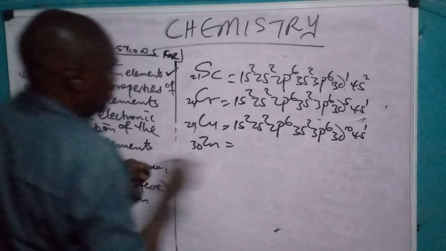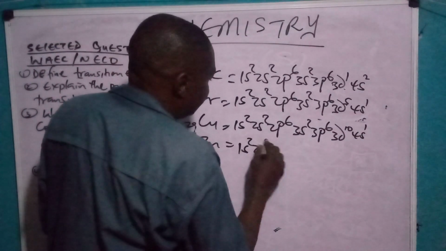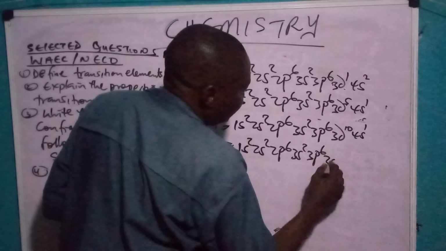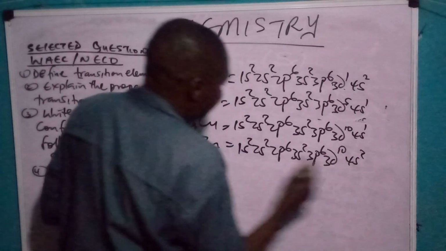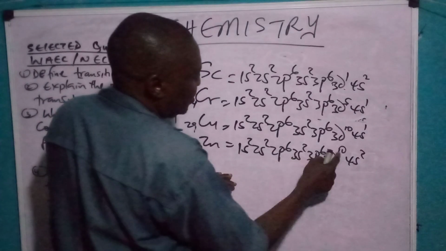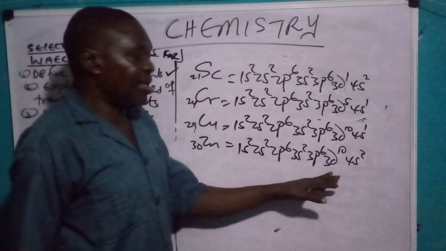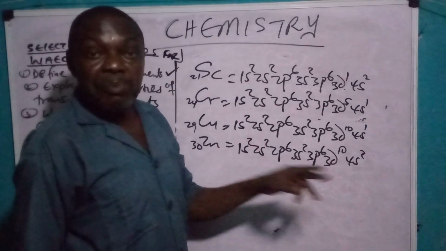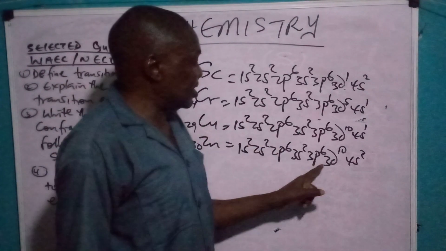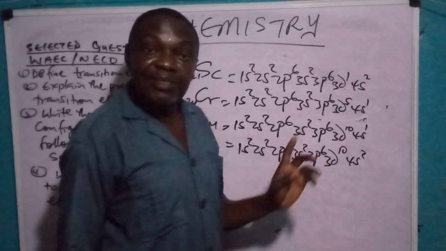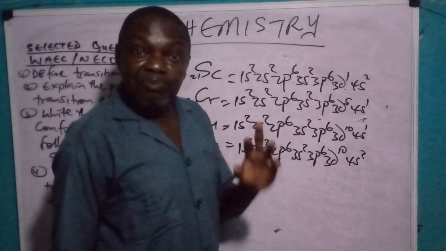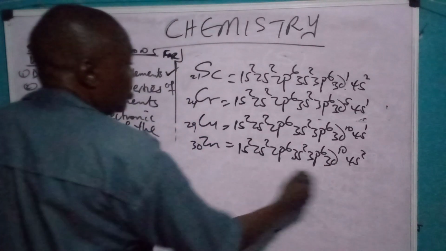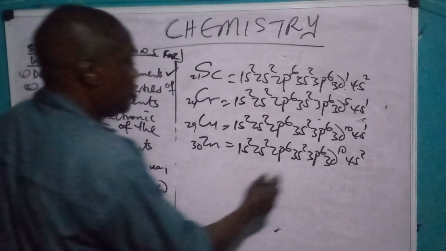Then zinc. 1s2, 2s2, 2p6, 3s2, 3p6, 3d10, 4s2. If you add them together, this is 10, 20, 30. So this is the electronic configuration of zinc. Naturally, zinc is not a transition metal based on that definition, because it has 3d10. The d orbital is completely filled. Based on that logic, it is not a transition metal. So this is the electronic configuration of zinc.